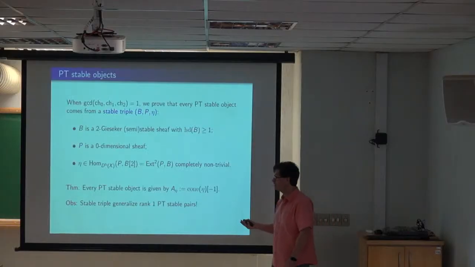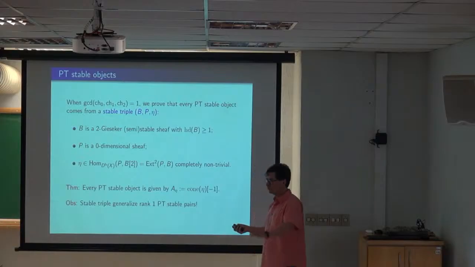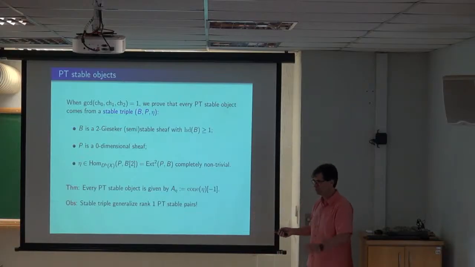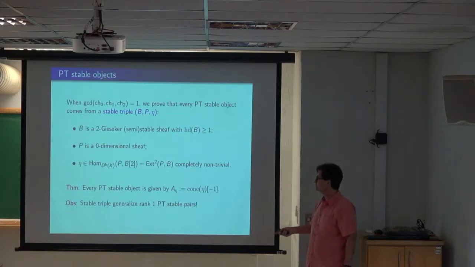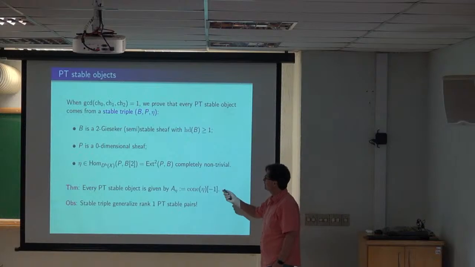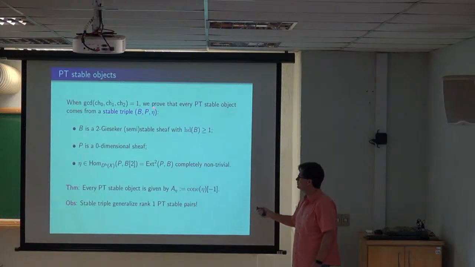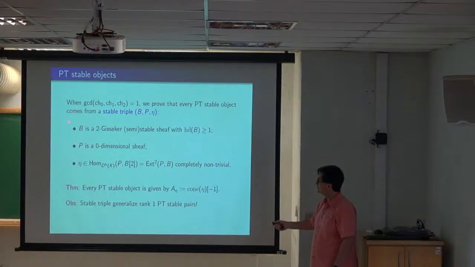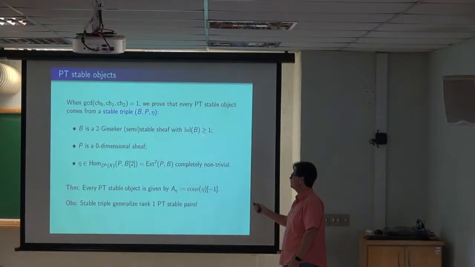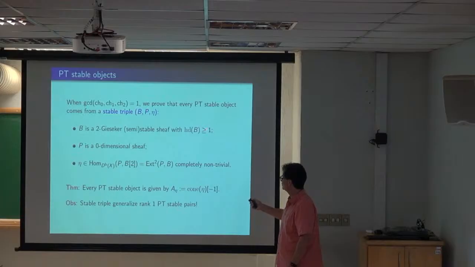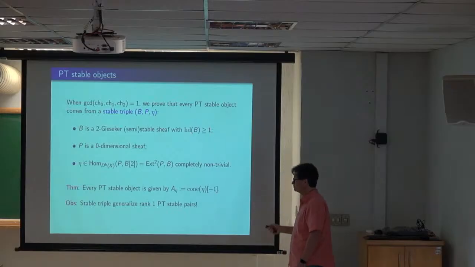So now about the PT stable objects. We know, or at least I said briefly, what is on one side of that blue wall. Now let me say what is on the other side of the blue wall. So these are triples consisting of two sheaves and a morphism. This B is a tilde Gieseker semi-stable sheaf satisfying this homological dimension at most one. Sorry, this is smaller or equal, so homological dimension at most one.